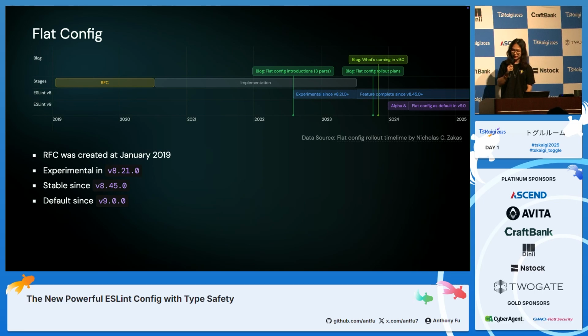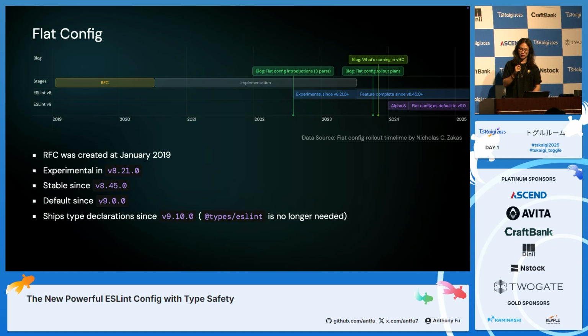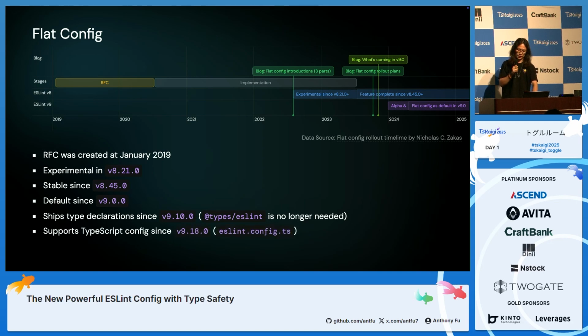So that's a lot of effort across this 5-year plan. I have huge respect for the ESLint team. In version 9.10, ESLint ships the official type definitions, which means you don't need to install @types/eslint anymore. And in version 9.18, it also supports TypeScript config out of the box.